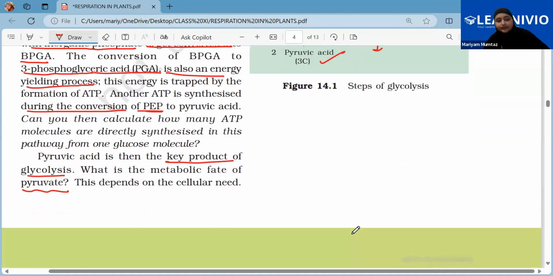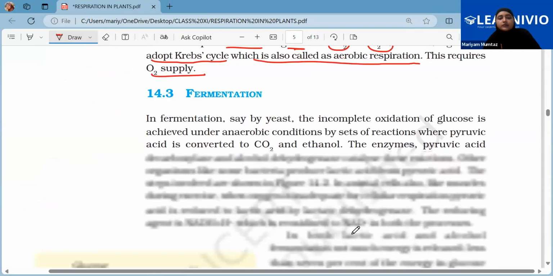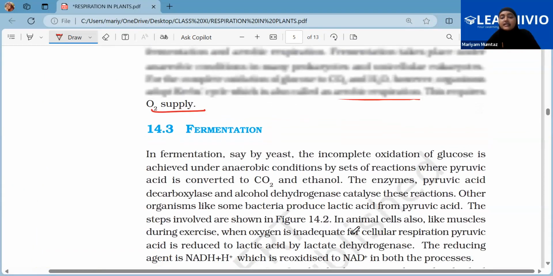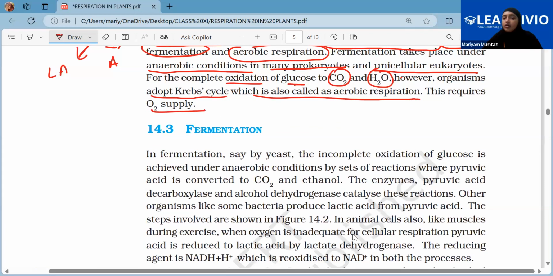Yes, ma'am. Now, moving on to fermentation. In fermentation, say by yeast, the incomplete oxidation of glucose is achieved under anaerobic condition by sets of reactions where pyruvic acid is converted into CO2 and ethanol. The enzymes are pyruvic acid decarboxylase, very important, the name of these two enzymes, and alcohol dehydrogenase.